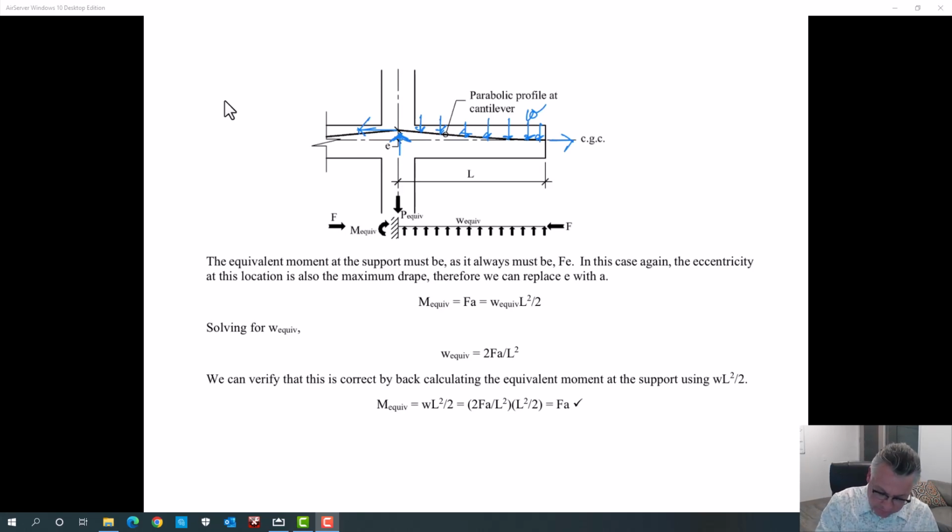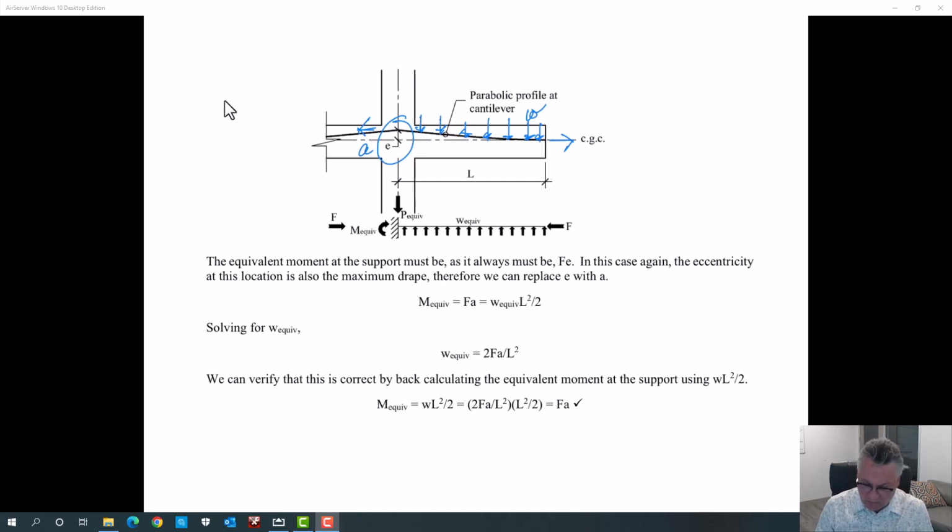Once again, F times E or F times A, remember there's an infinite number of E's, and the maximum drape in this case will be A, so we have E will equal A right there. F times A is the moment at this location, so we know what the moment is there. There's a uniform load. We've got ourselves convinced there must be. The question is, how do we back into what that equivalent load is?